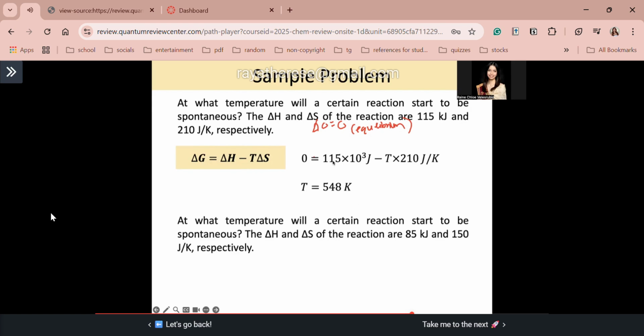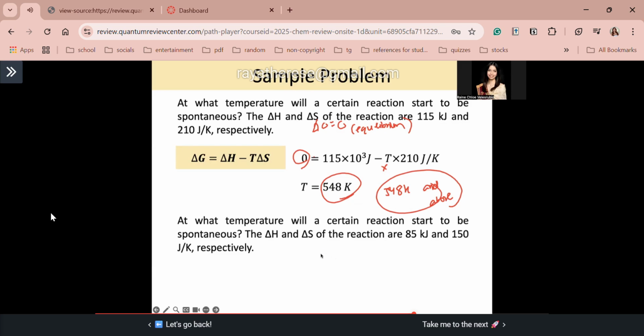That's equal to 115 times 10 to the power of 3 joules minus T, which is your unknown, times 210 joules over Kelvin. So, guys, sinasabi lang dito na, sinaset natin to 0 because this reaction is in equilibrium. And the answer is, when we shift solve, T is equal to 548 Kelvin. So, guys, at temperatures 548 K and above, the reaction will be spontaneous.